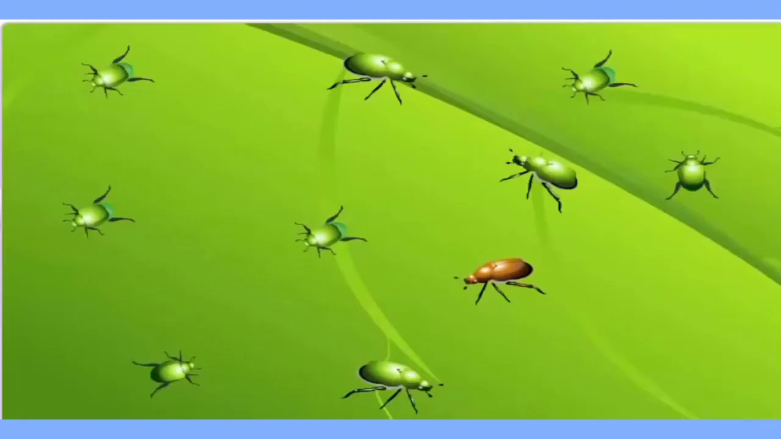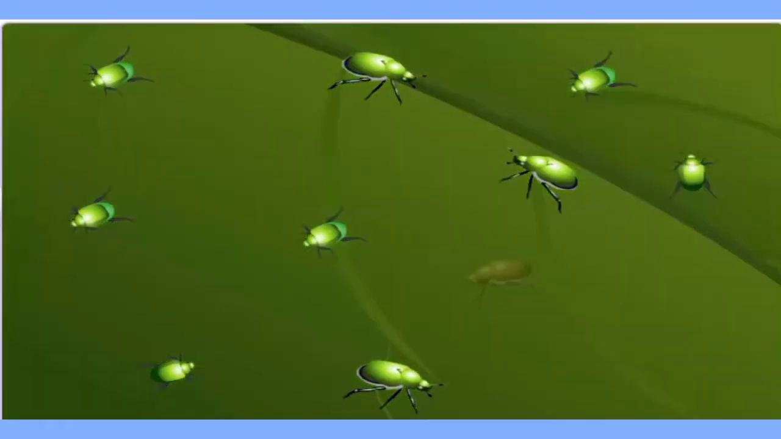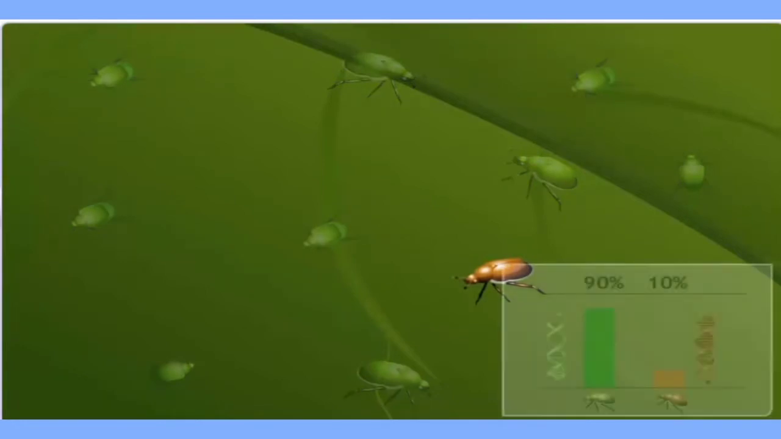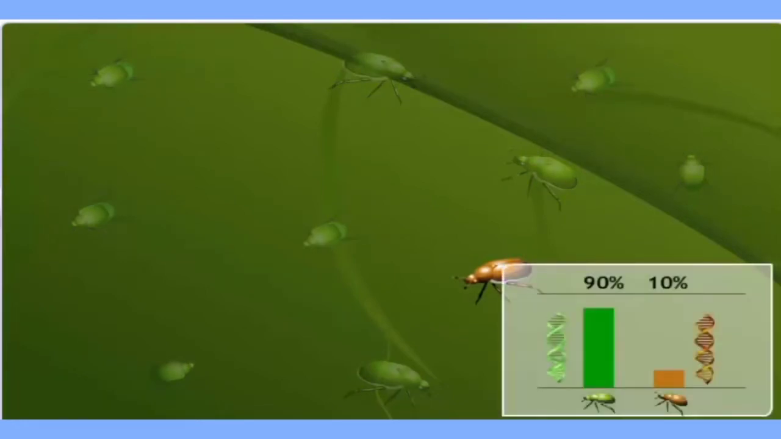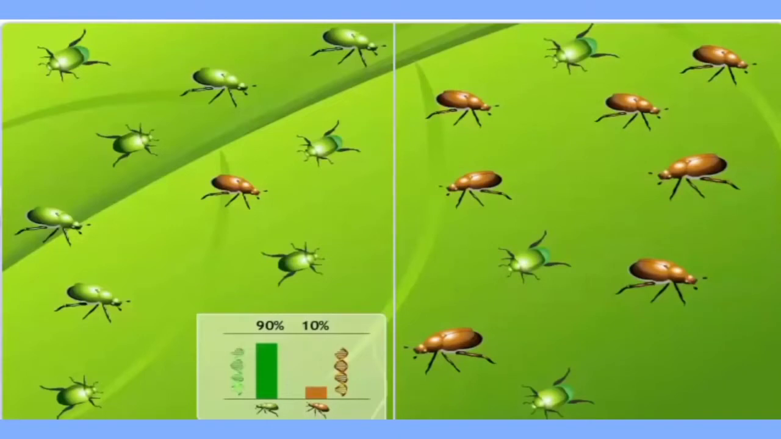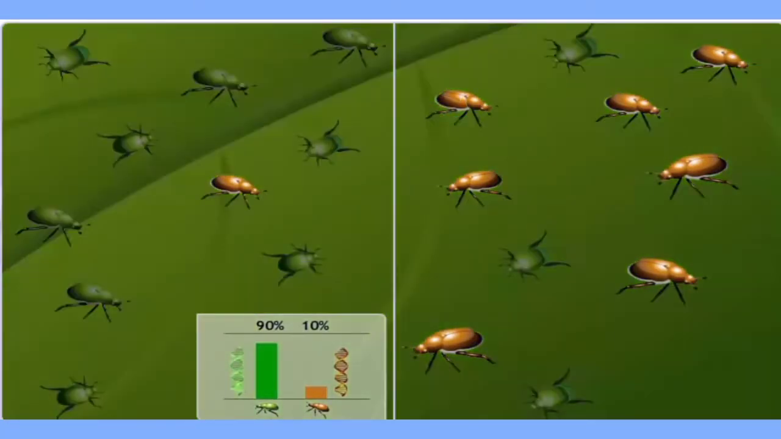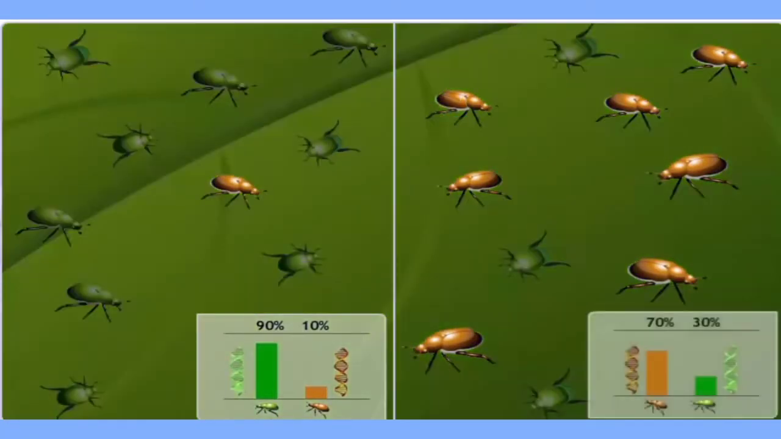Now, look at this sample population of two types of beetles. Around 90% of beetles are green and 10% are brown. This means 90% have genes that provide the color green and 10% have genes that provide the color brown. Generations later, this is what the sample population looks like. Brown beetles make up about 70% of the population.